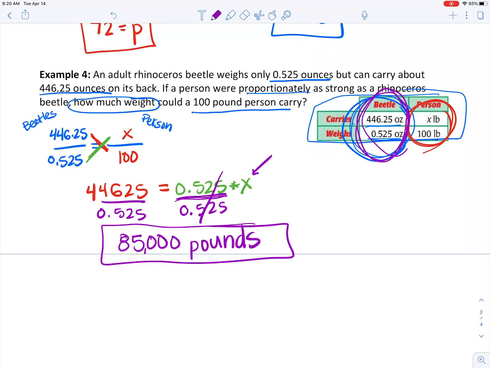So keep in mind that this beetle is very, very strong compared to a person. They're actually not proportionately that strong. If you look at the question, it does say if a person were proportionately as strong. So although this is our answer to the problem, this is not realistic in life.